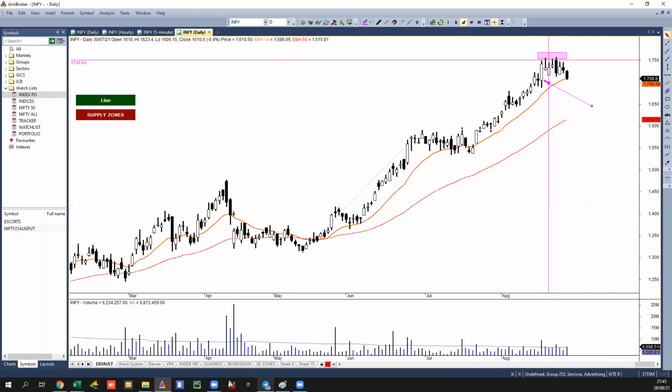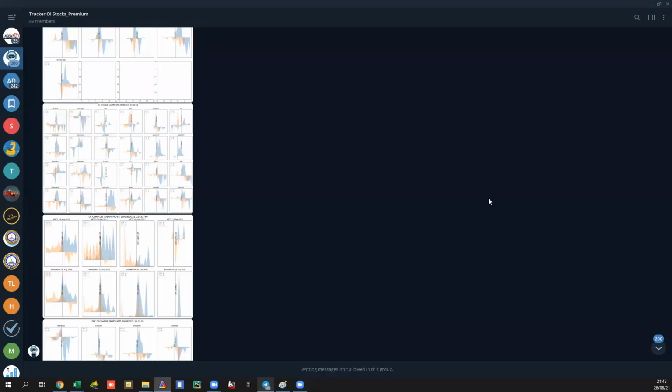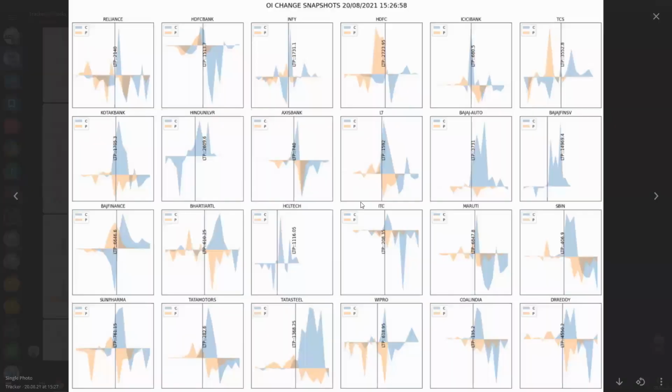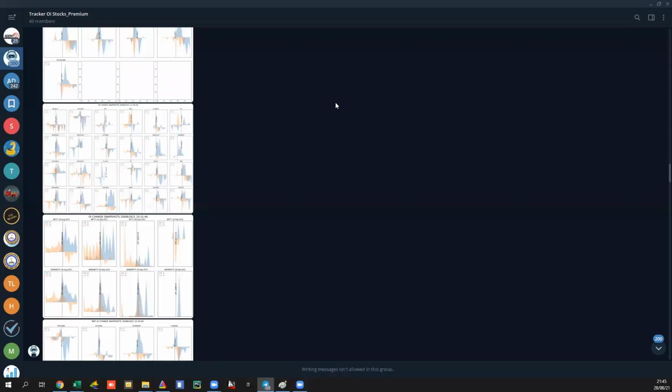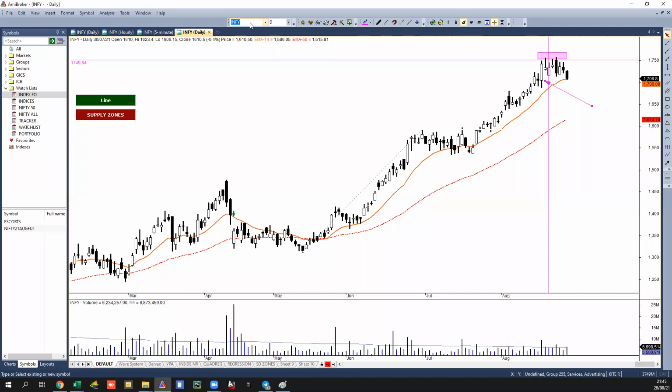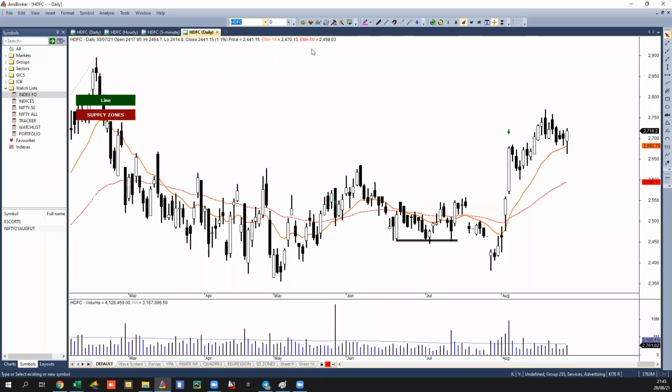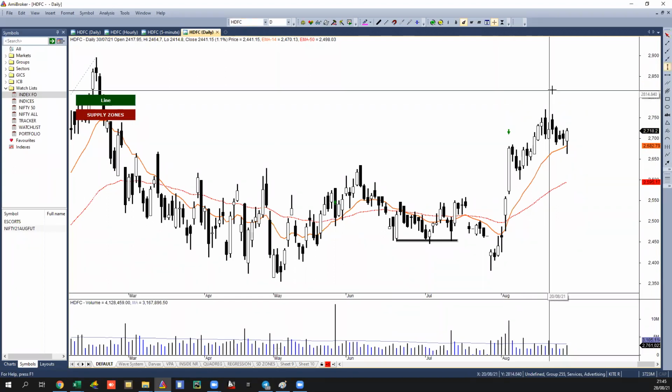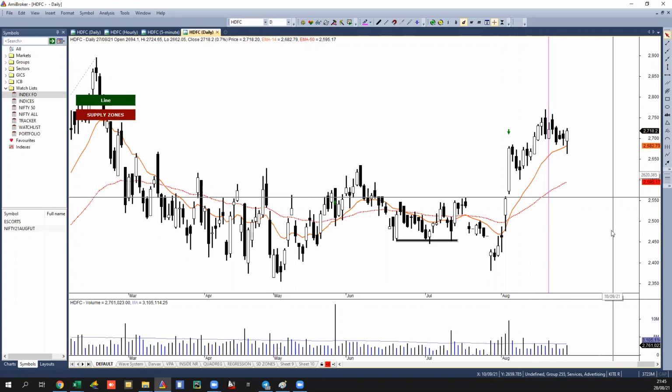I'm just showing you how to use that tool. If I have to look at just one snapshot and see what is happening, what will I see? In HDFC, a lot of put writing close to ATM, a lot of call unwinding close to ATM, right? We can check the HDFC chart also, right? HDFC, 20th August. So 20th August is this one.